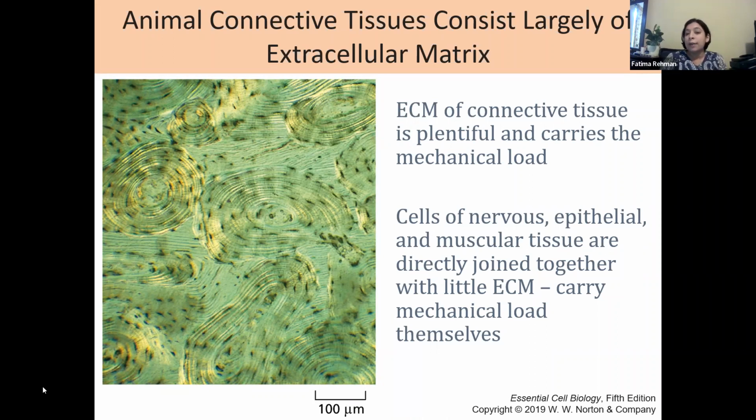Cells of nervous, epithelial, and muscular tissues can be joined together with very little ECM because they can carry the mechanical load themselves, but the connective tissue itself needs a lot of extracellular matrix in order to spread out that mechanical load so the cells are not affected by it.